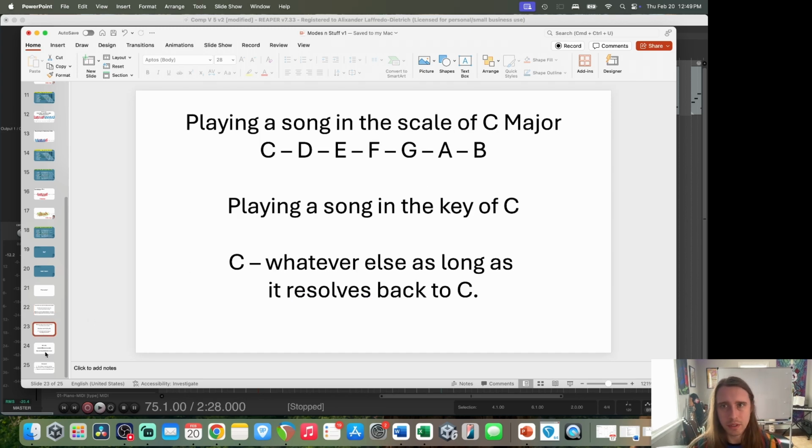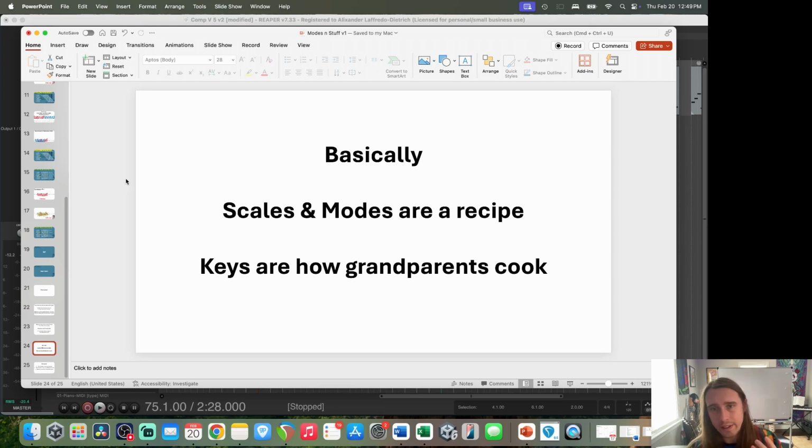So basically the way I like to think about it, scales and modes are a recipe from a cookbook. You follow the recipe exactly. Keys are more like how your grandparents cook. They throw a bunch of stuff in the pot, it still tastes good.